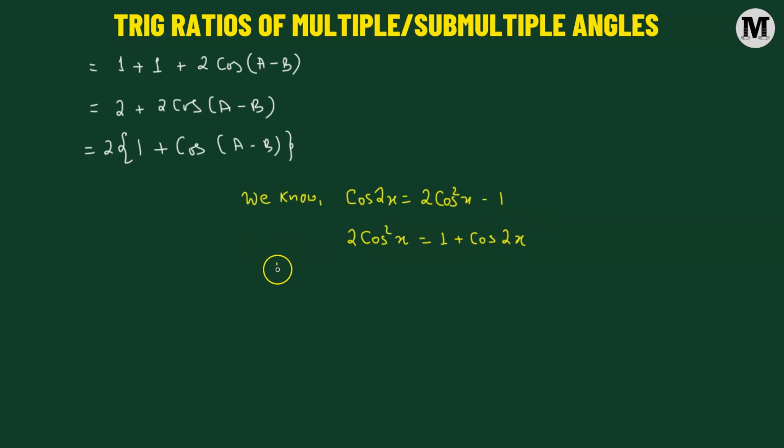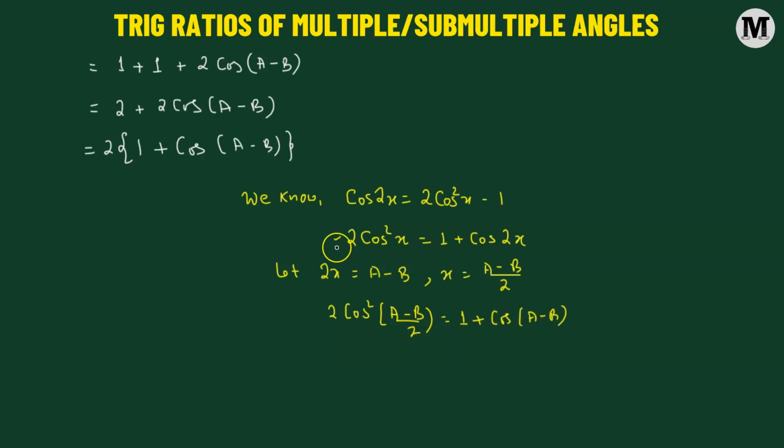And we're going to make a substitution here. So let us suppose that the value 2x equals A minus B, or simply put, x will be equal to A minus B over 2. Then this expression will now become 2 times cosine squared x. So in place of x, we replace it with A minus B over 2, and on the right hand side we have 1 plus cosine of 2x, so 2x will be A minus B. This means that we can replace 1 plus cosine of A minus B with 2 times cosine squared (A minus B over 2). So let's do that.